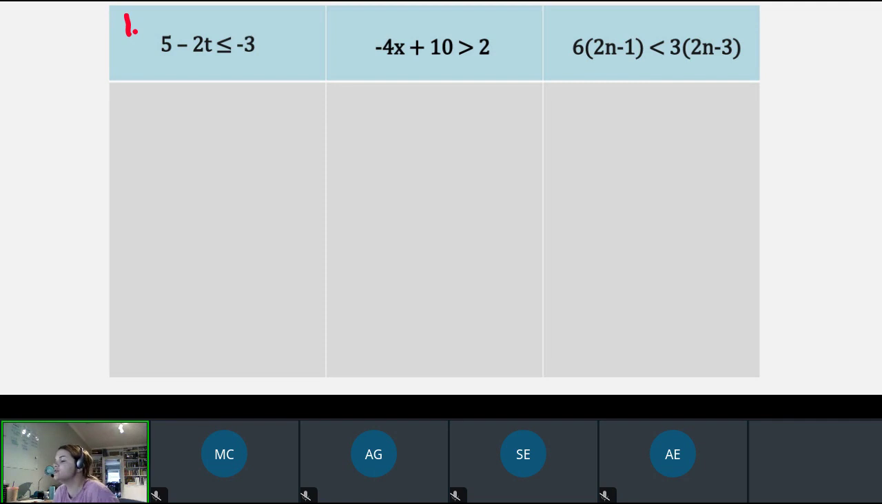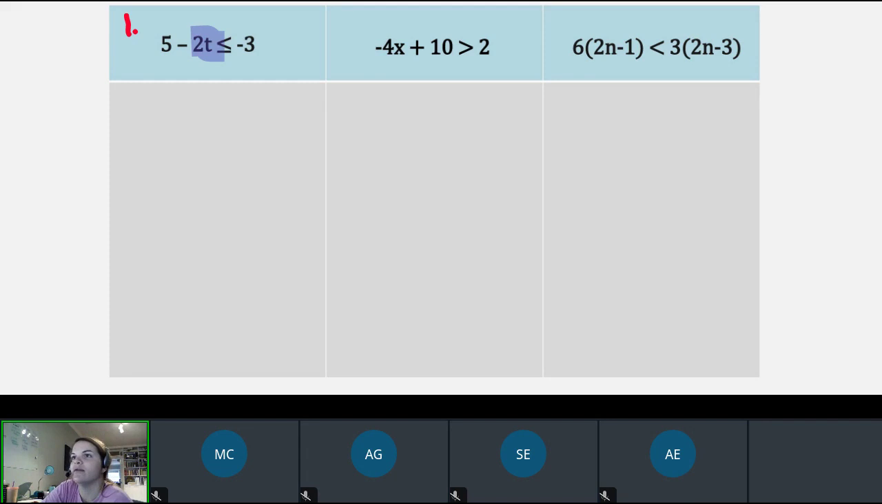Exactly. So I can't do 5 minus 2 because 5 does not have a variable in it. It does not have a t. So 5 minus 2t. Think of it this way: let's say the 5 was like apples and t represented oranges. I can't take 2 oranges from 5 apples, right? There's no oranges there. So I cannot subtract.